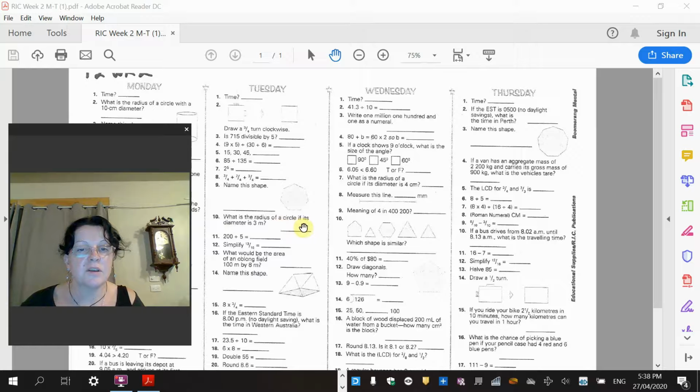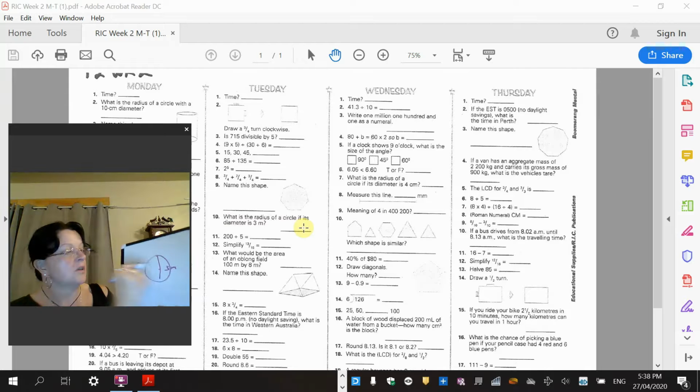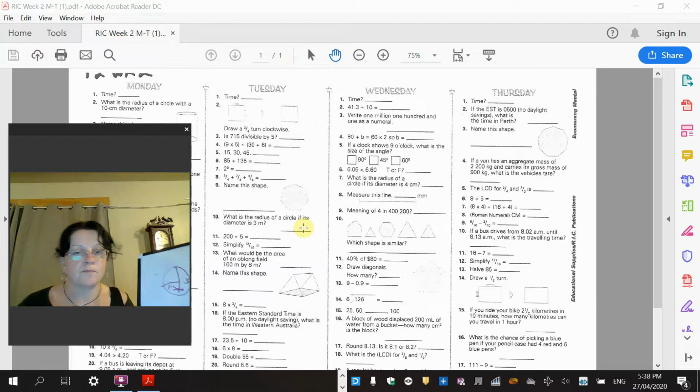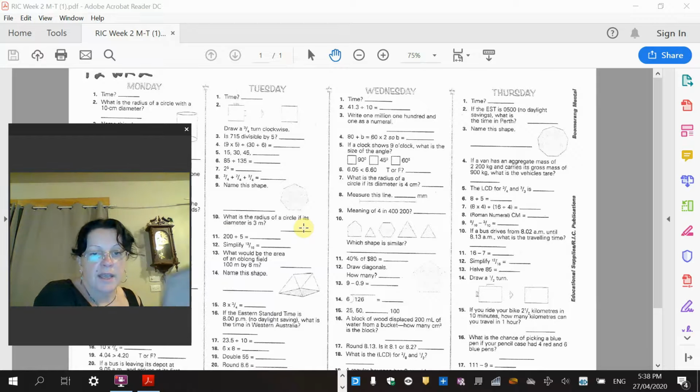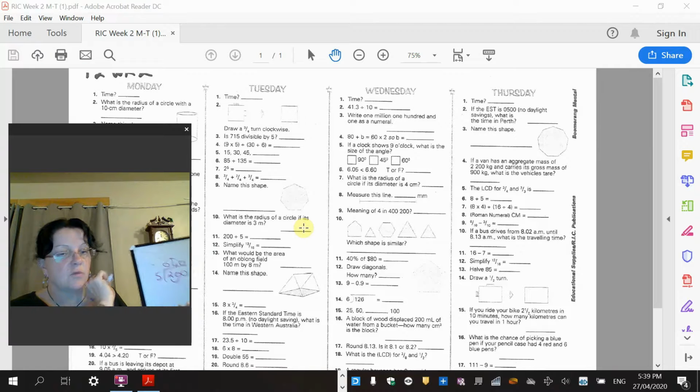Okay, what is the radius of a circle if the diameter is 3? So the diameter is from one side to another. So of course 3 meters divided by 2, because it's the radius, is 1.5 meters. Okay, 200 divided by 5. It's a nice easy one. 5 goes into 20, 4. 5 goes into 0, 0. So that's 40.